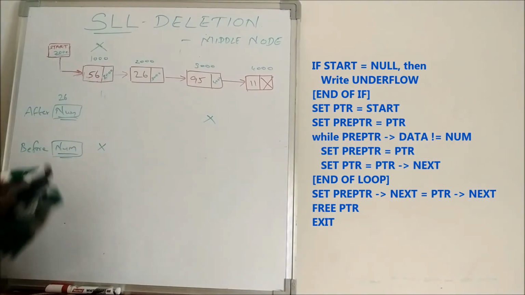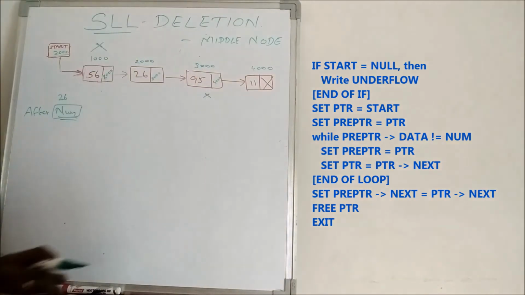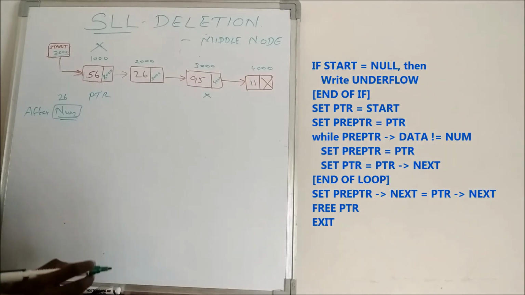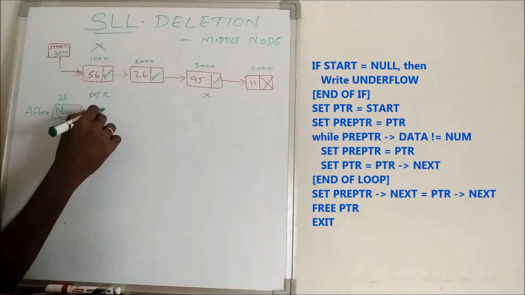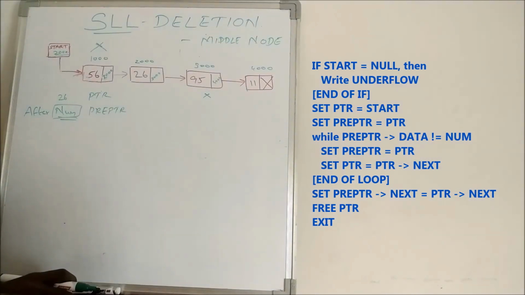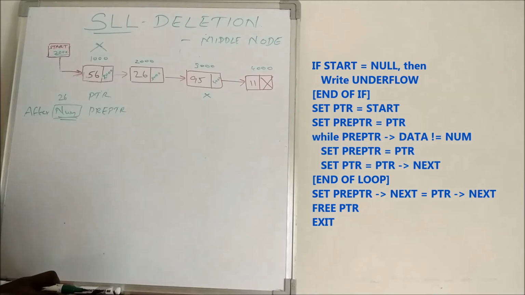Here we are going to discuss the after num case. The particular node to be deleted is 95. First we have to check the underflow condition. The first three statements represent the underflow condition. Initially this is going to be the pointer. This variable is pre-pointer also. By the statement pointer is equal to start and pre-pointer is equal to pointer, this node is going to be the pointer as well as the pre-pointer.